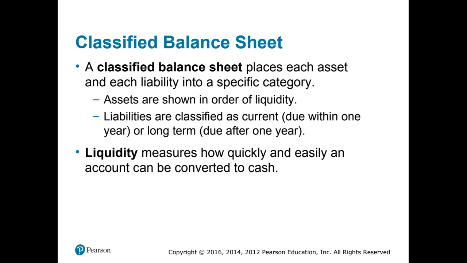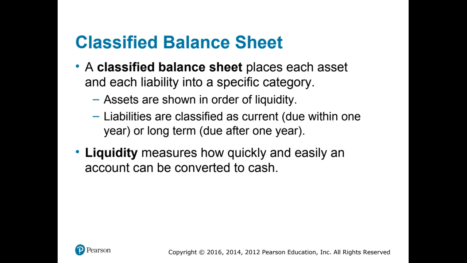So a classified balance sheet places each asset and each liability into a specific category. Assets are shown in order of liquidity. Liabilities are classified as current, due in 1 year, or long-term, due after 1 year. So anything that's due within 12 months is current, and that's for liabilities. So they're called current or short-term. Anything after that would be long-term.